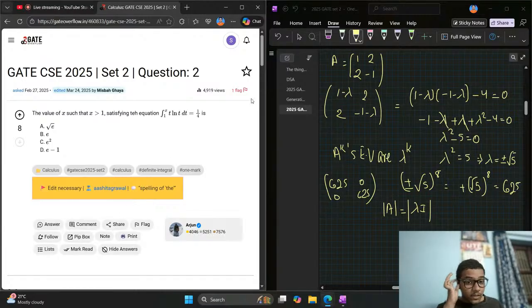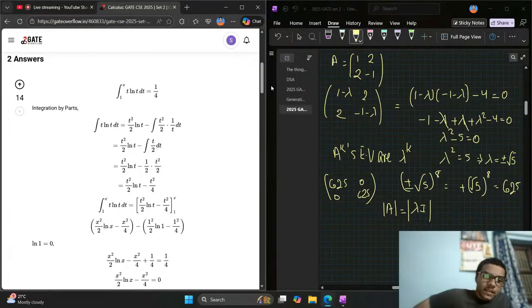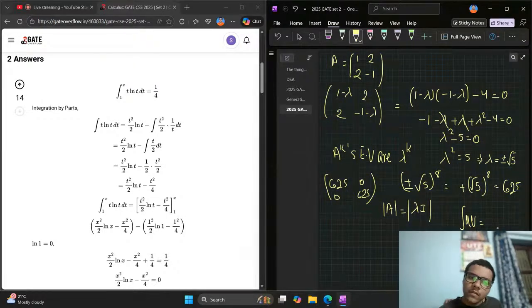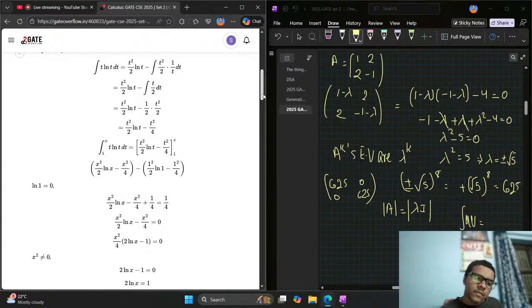X greater than 1, satisfying that. Okay, by parts. I missed it. t square by 2 ln 3 minus the integration of uv. What is the formula? Okay, after doing by parts you will get this. And what next? Okay, ln 1 is equal to 0.